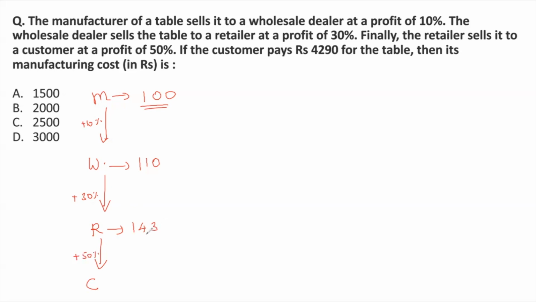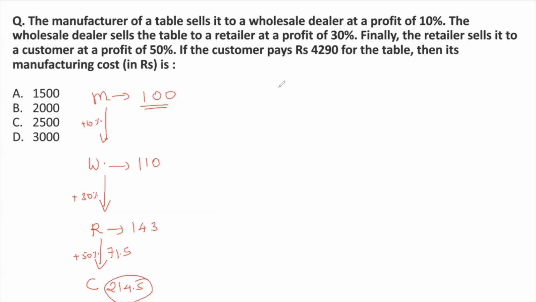50% of any number is its half. So half of 143 is 2 sevens are 14, 2 ones are 2, 2 fives are 10. So for the customer, the cost price is 143 plus 71.5. This would become 214.5. That is the cost price for the customer, the selling price by the retailer.